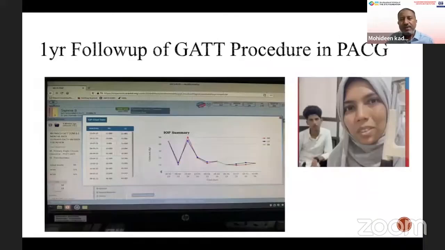This is our 1 year follow-up of GAD, especially in PACG. The pressure of 40 and 50. This girl came with the pressure of 40, 50. And we did a successful GAD, with pressure around less than 15 with one AGM.